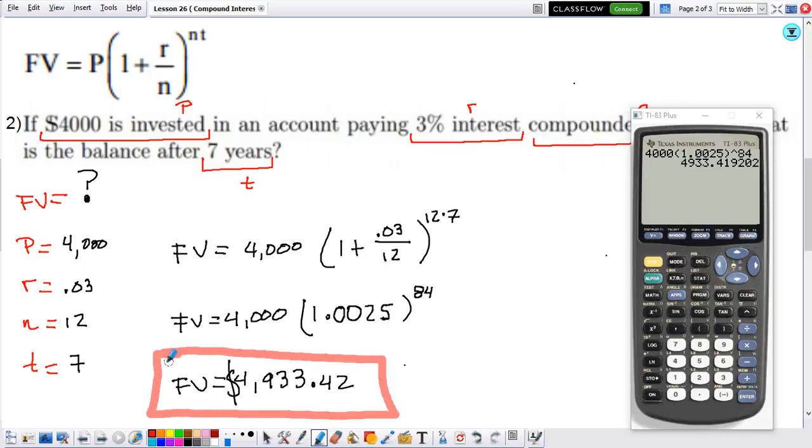So that means that you owned, or you invested, I'm sorry. So actually, you're earning money now. So you invested $4,000. You put $4,000 in the bank. You don't do anything to it. It's still in the bank. And that means that after 7 years, you're going to have in your bank $4,933.